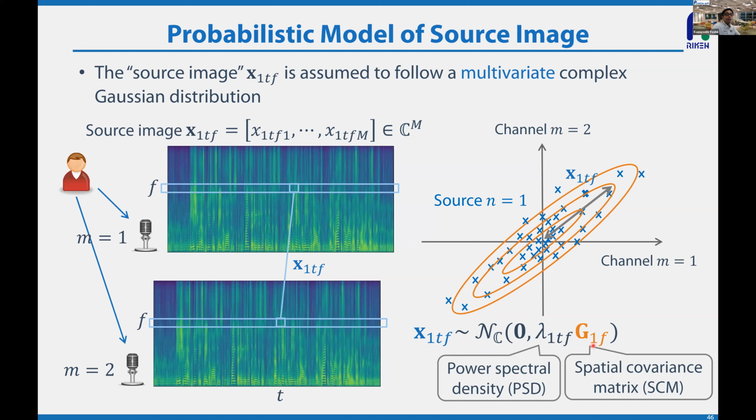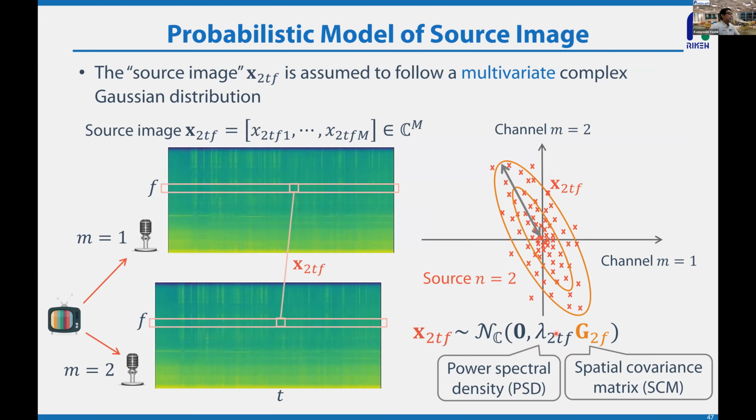Here, lambda 1 tf is a power spectral density. This is a non-negative value, and G1f is a spatial covariance matrix. So G1f determines this elliptic contour of this Gaussian distribution, and lambda 1 tf is the scale of this Gaussian distribution. So this is a very basic formulation behind probabilistic BSS.